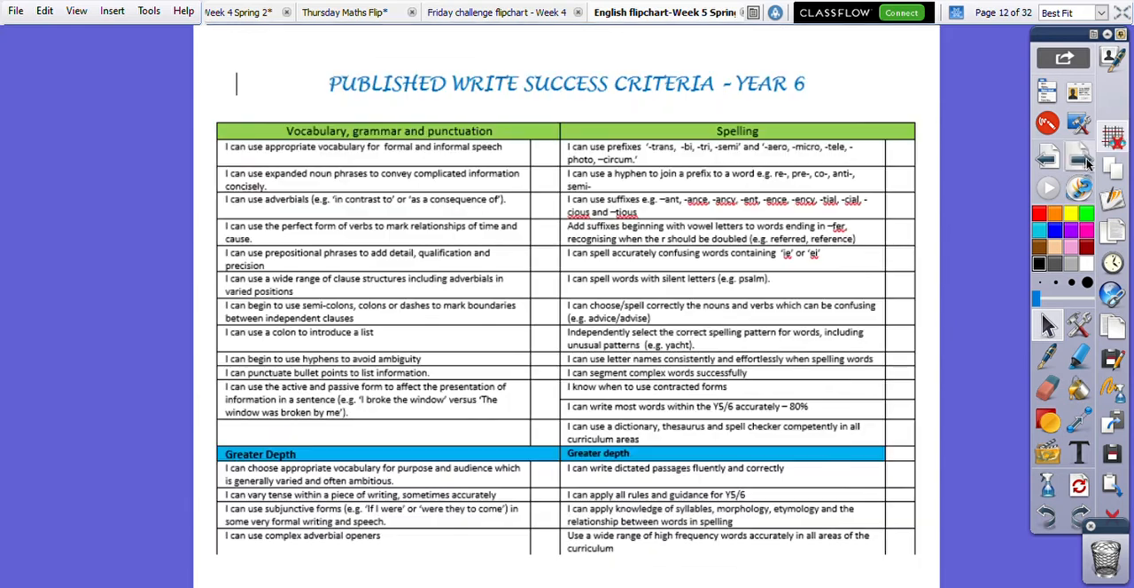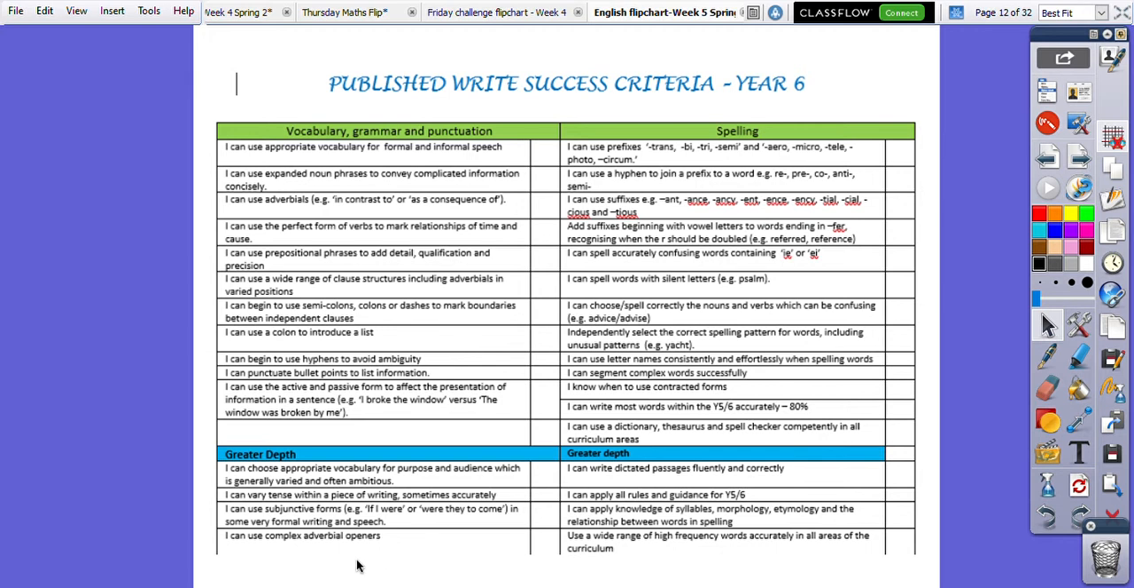Remember, when you are publishing, you should be using these success criteria and these are your targets for your published writing Year 6. So, by the end of Year 6, which is where we are now, use as many of these as you can. You should be using almost all of them, if not all. Trying to show off your spelling abilities with some of your spelling patterns. And if you are aiming for greater depth, which many of you are, then you should be including some of your greater depth standards as well.